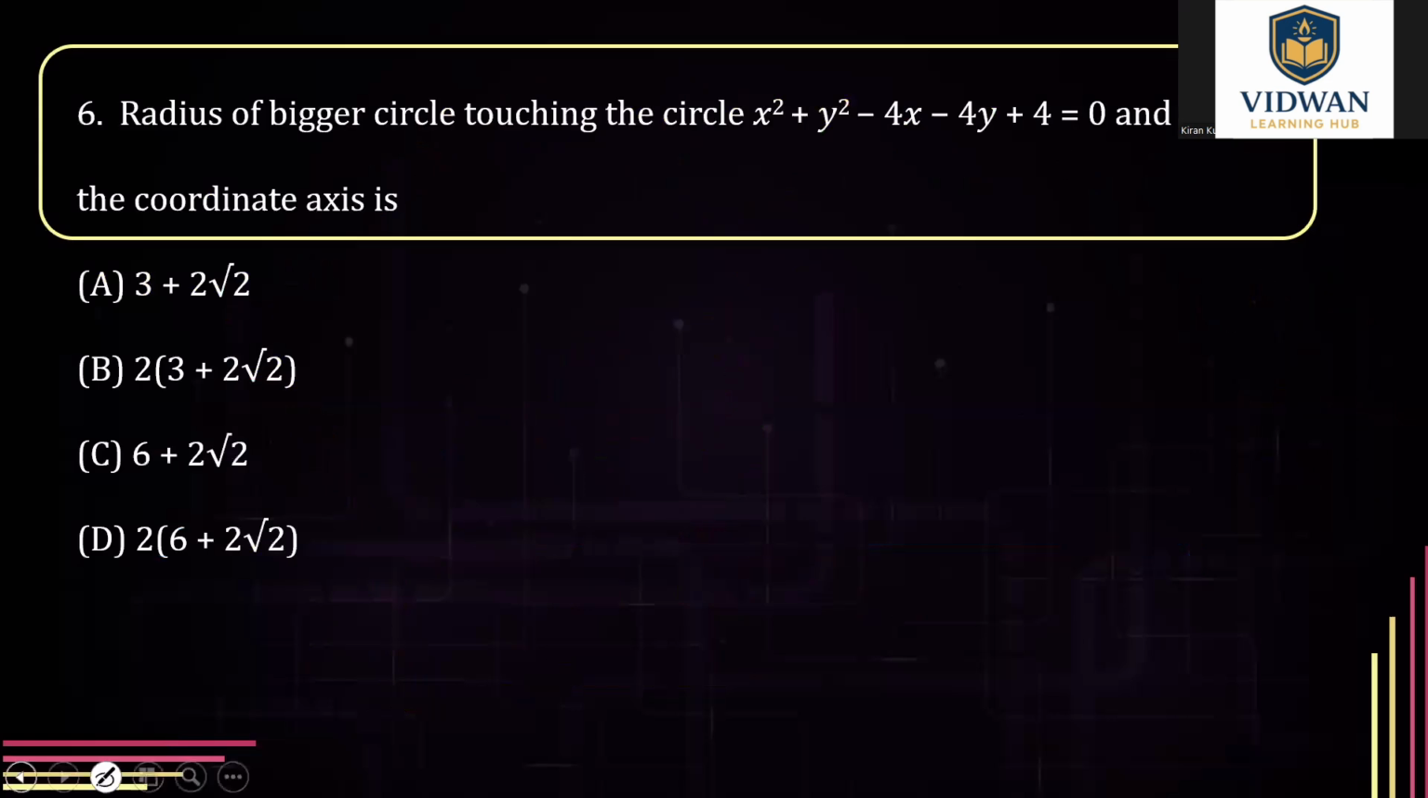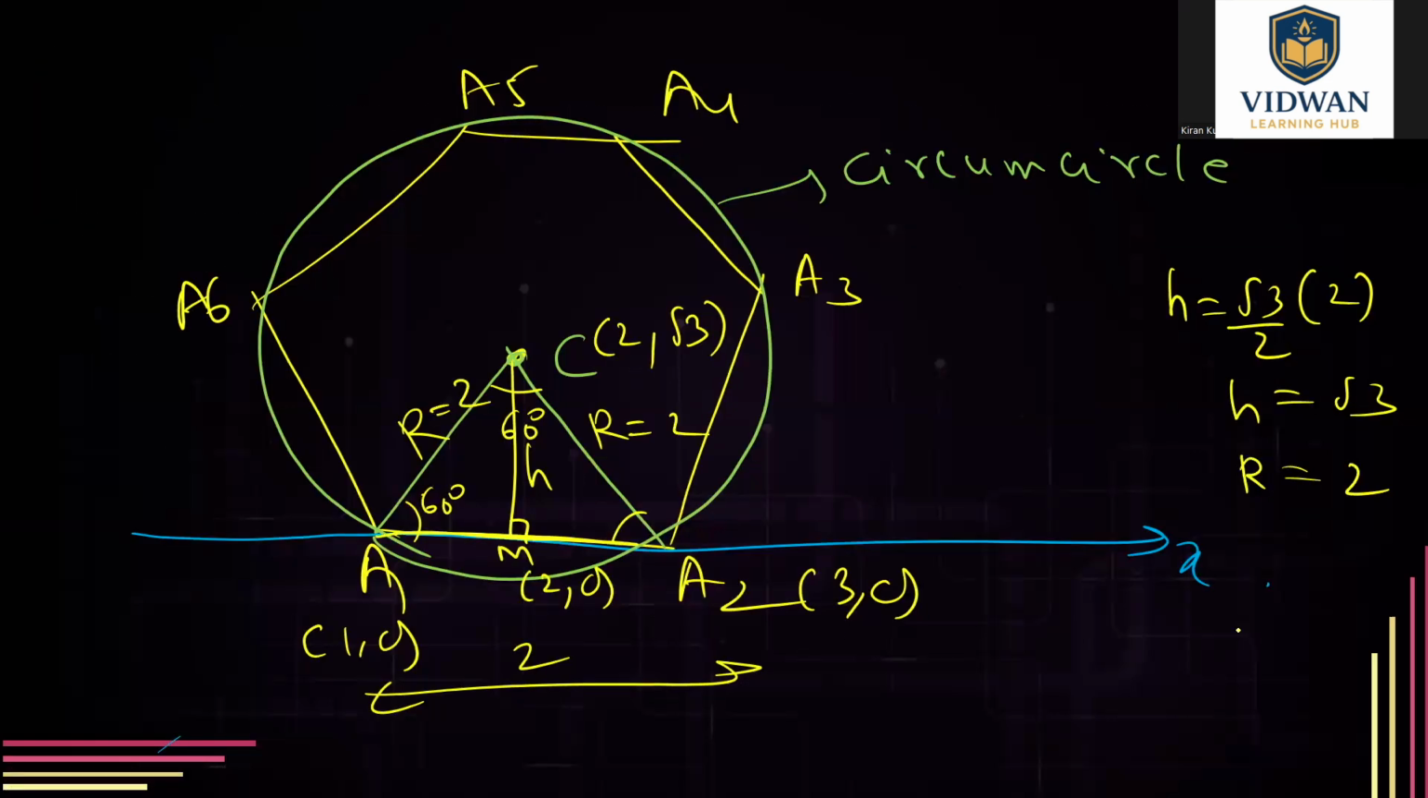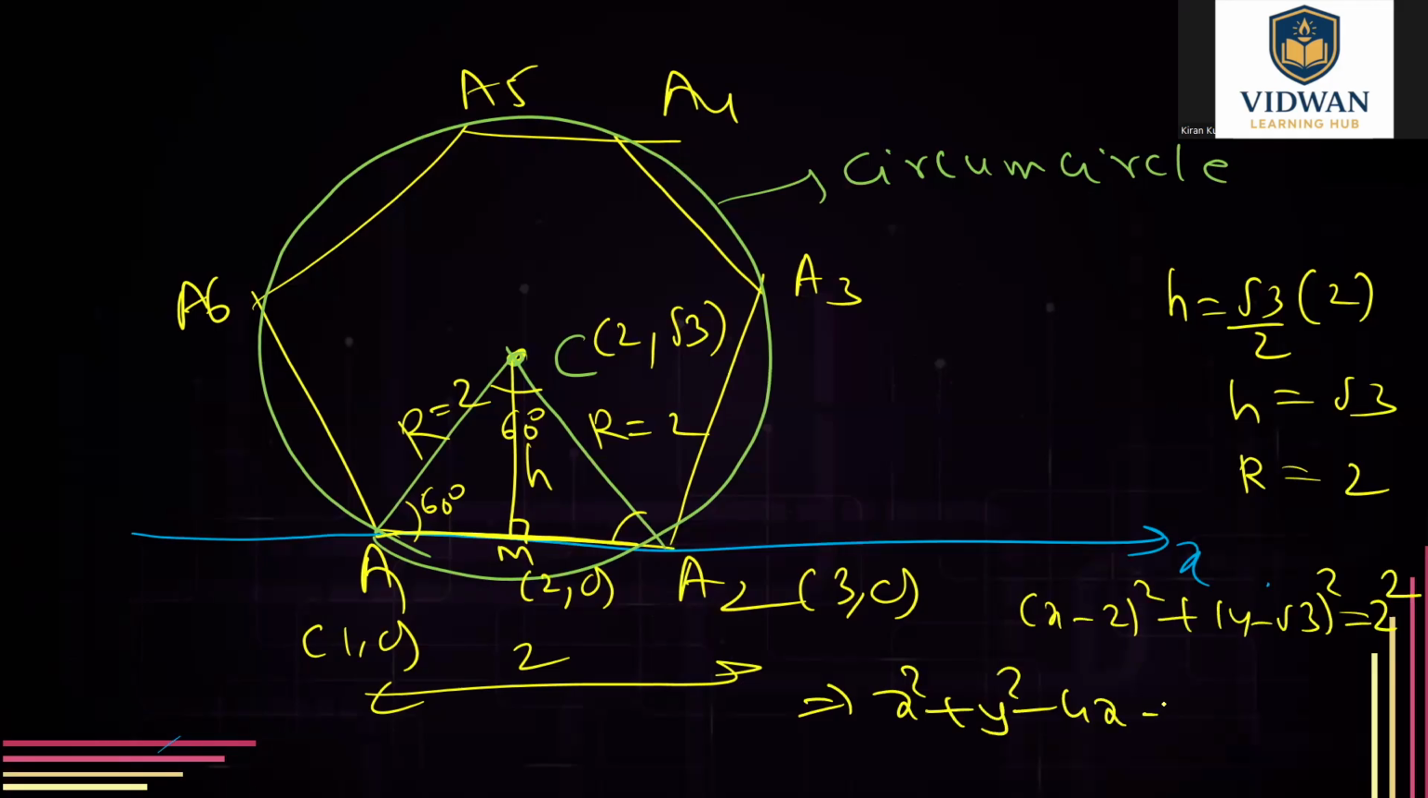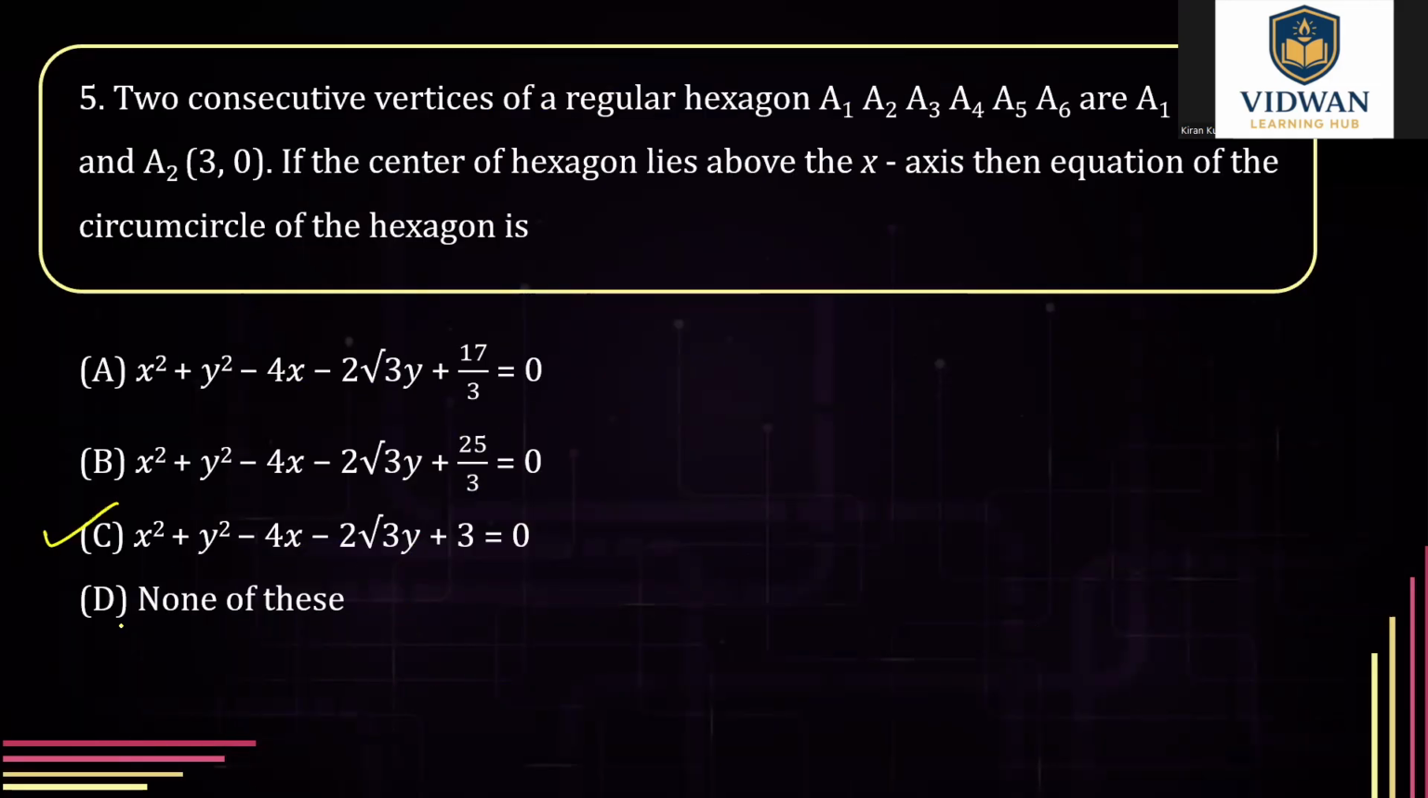So center is 2, √3. Radius is 2. So circle should be x minus 2 whole square plus y minus √3 whole square equal to r square. That is 2 square. So is that clear? So we get x square plus y square minus 4x minus 2√3y. 2 square will cancel on both sides. You'll have √3 square, which is 3 equal to 0. So C option is matching.